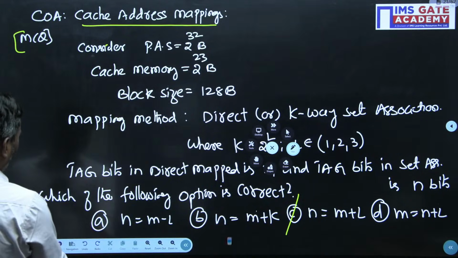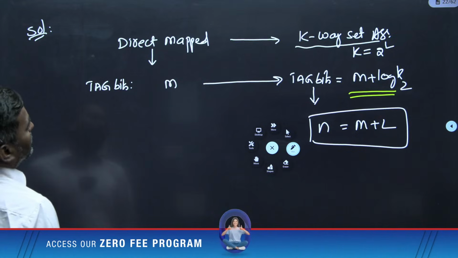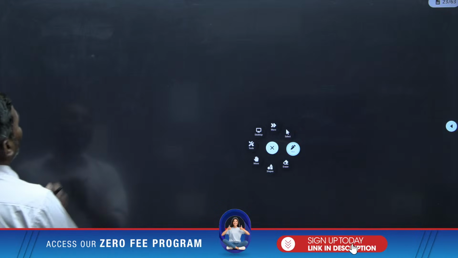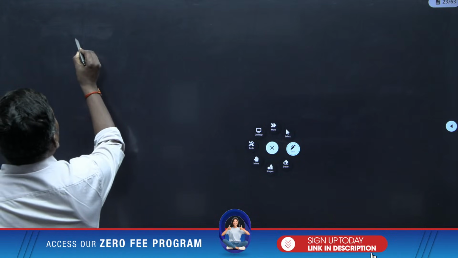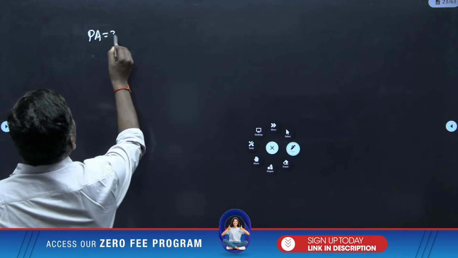But let's understand it by working it out. What matches here? For the direct mapped tag bits, how to take the physical address? How much is the physical address? 32 bits.